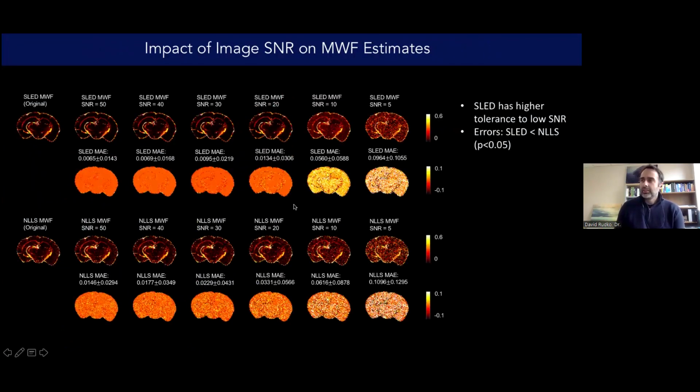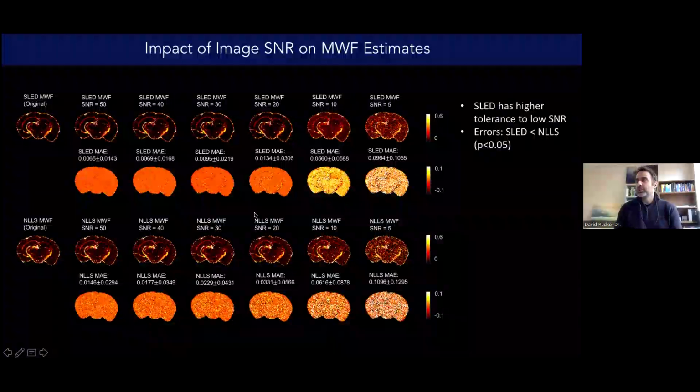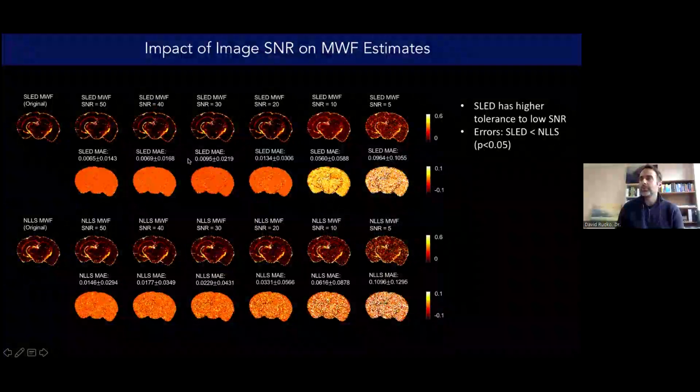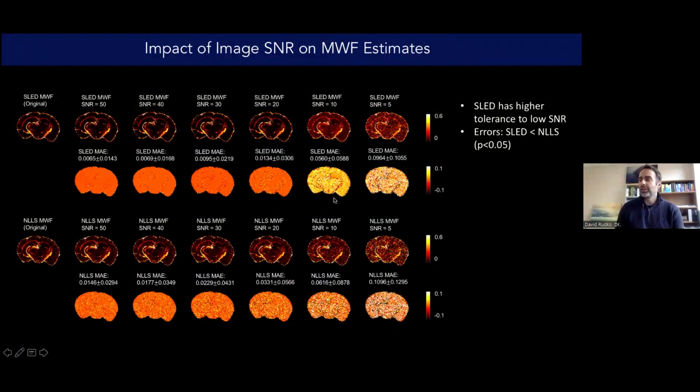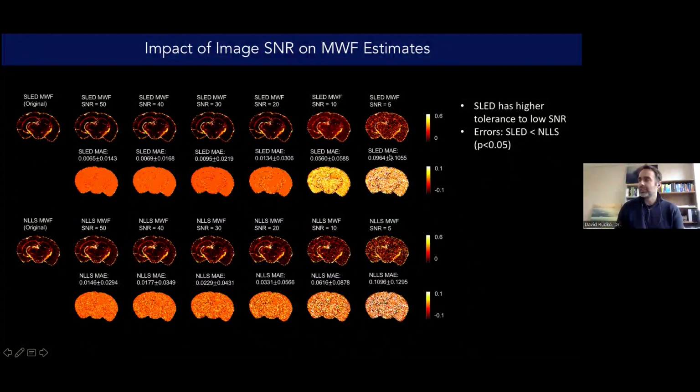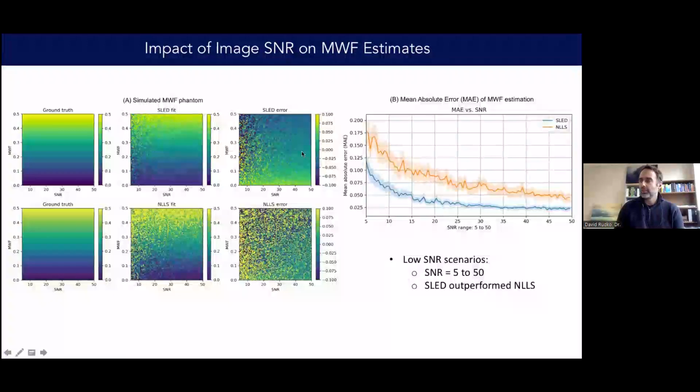So when you're doing these kinds of new model fitting approaches, one sanity check that you can use is to add zero mean Gaussian noise to your data. And we did this as well to try to determine the tolerance of the model for having noisy data. Maybe you scan for a shorter period of time, and the SLED mean absolute error was decreased significantly compared to the traditional methods. And this was also borne out in the numerical phantom.